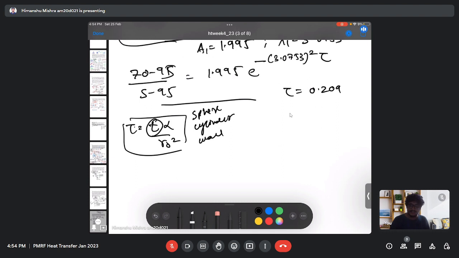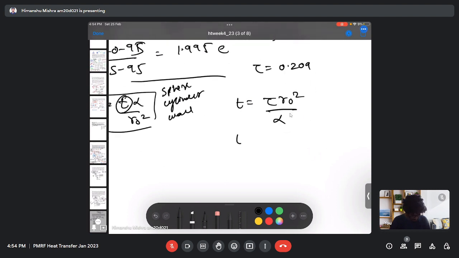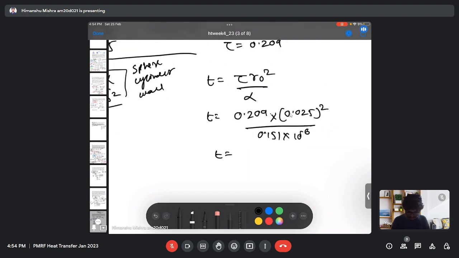So I need to find the time. Time will be tau R naught square by alpha. My tau is 0.209, my radius is 0.025, and my thermal diffusivity is this. On calculating, I will get time as 865 seconds, which is 14.4 minutes.